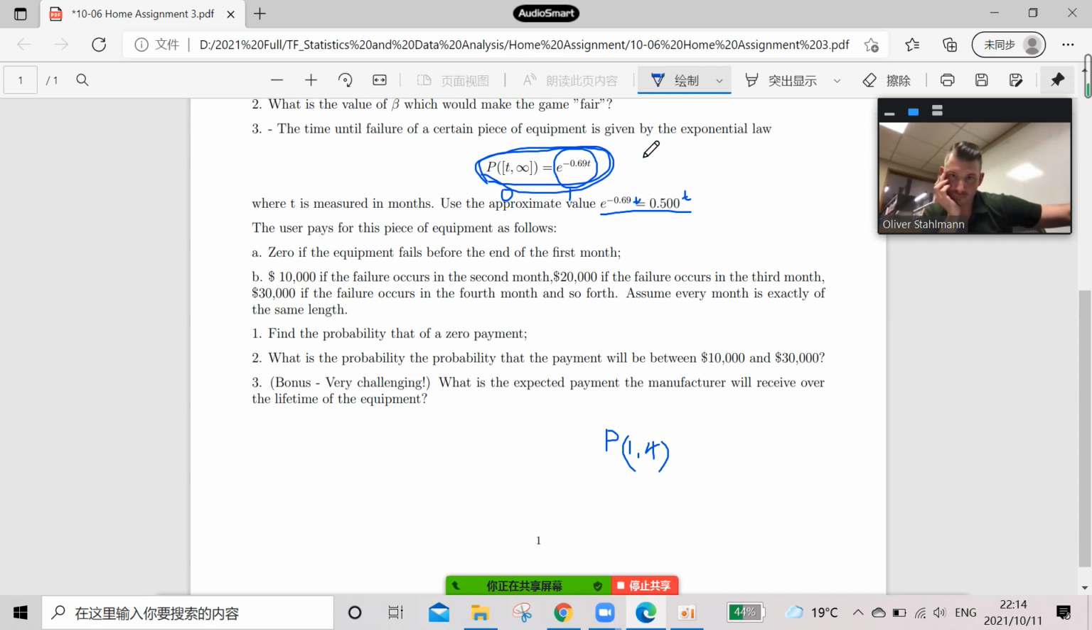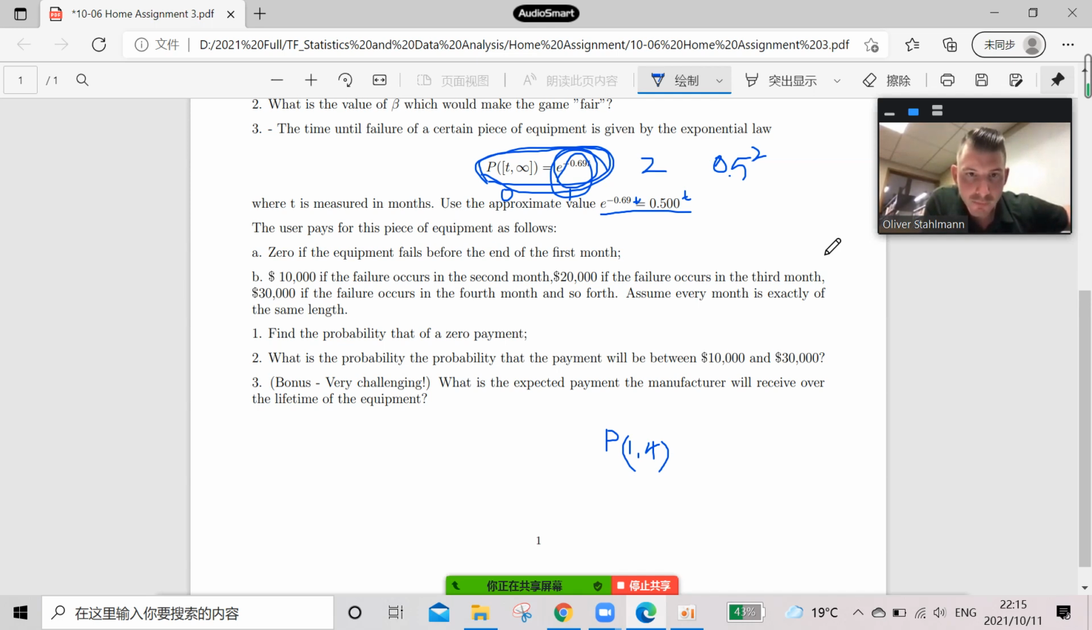So for example, if I just said t equals 2, what does that mean? When t equals 2, the right hand side of this part just equals 0.5 to the power of 2, right? What does this number mean? It's the probability in the second month that you will fail. Not necessarily. You have to understand this formula.